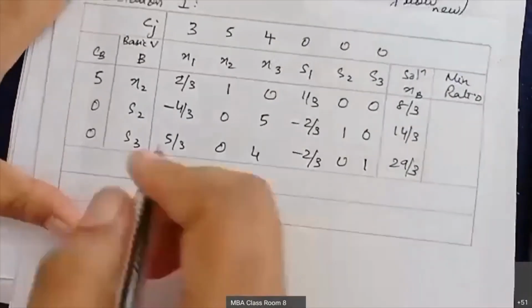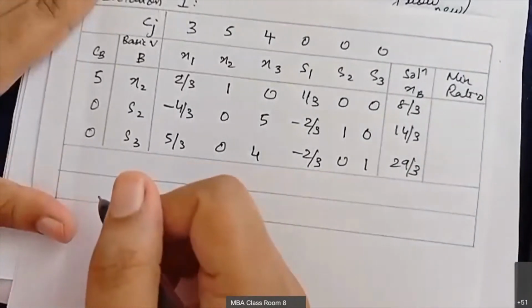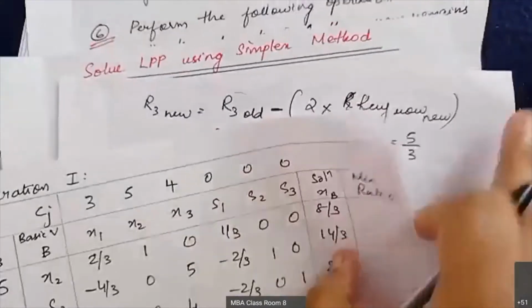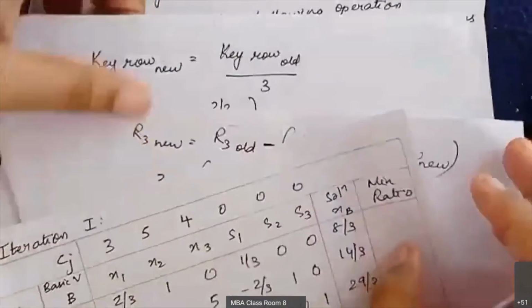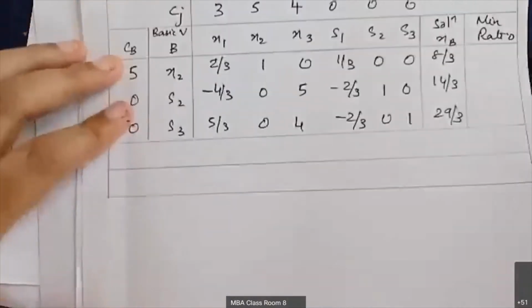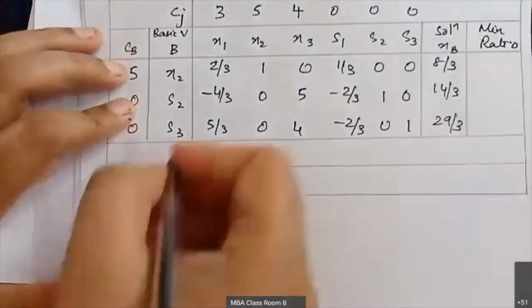Now what do we do? What is the next step we do? Can somebody tell me? After writing till this much, what do we do? We have to calculate ZJ, right? Very good. We have to calculate ZJ.